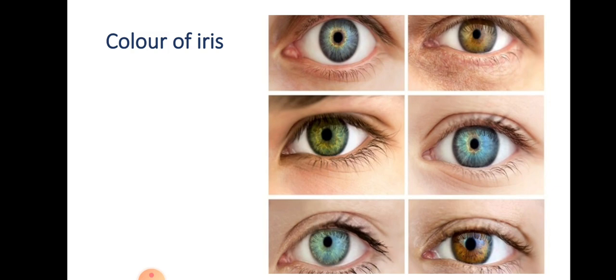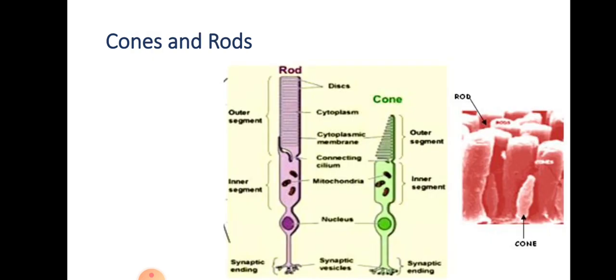In the retina there are two kinds of cells. They are cones and rods. Cones are sensitive to bright light.